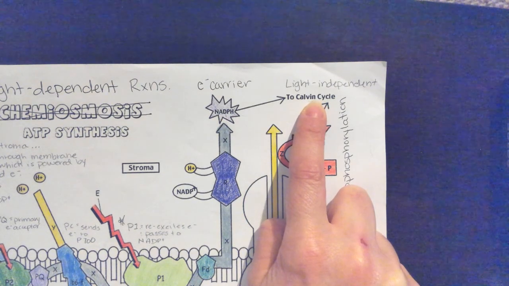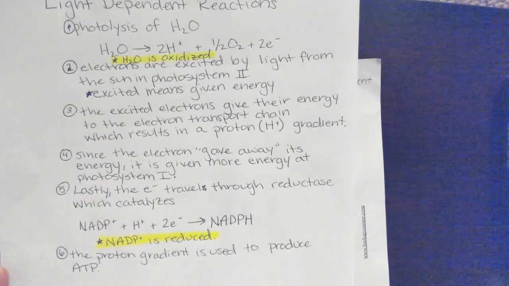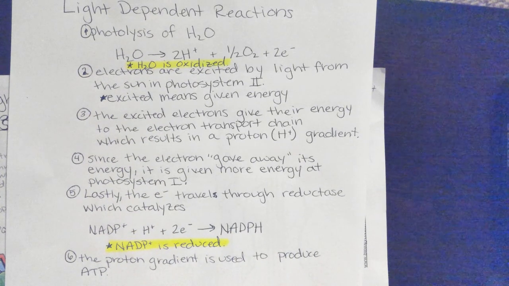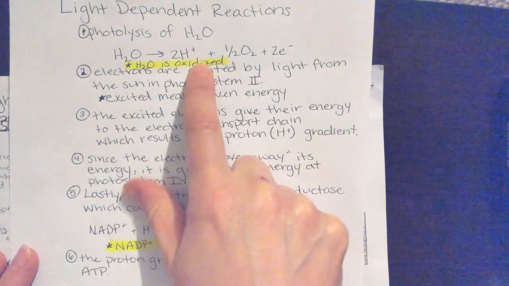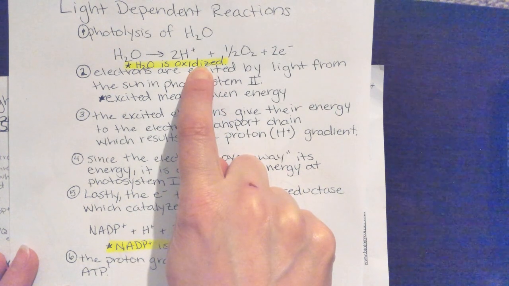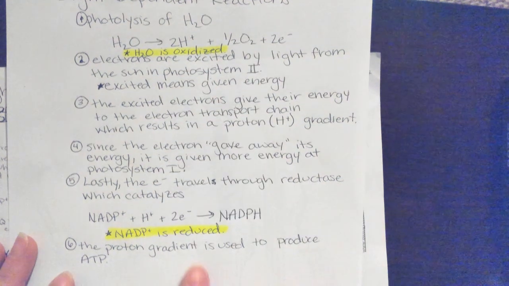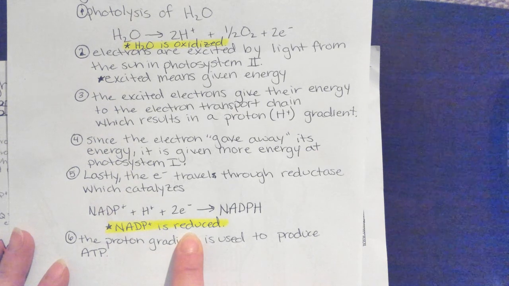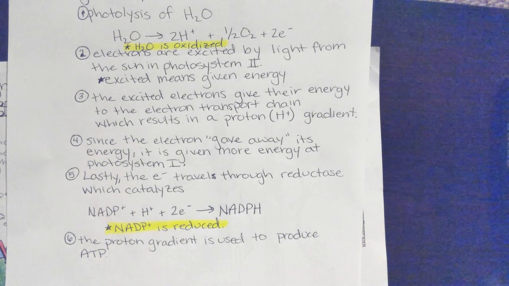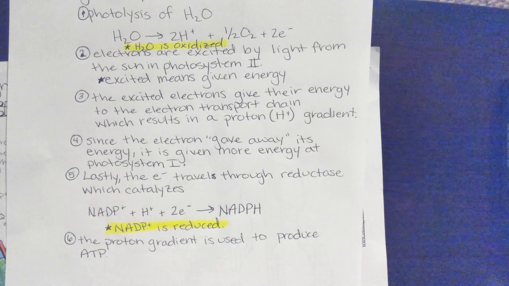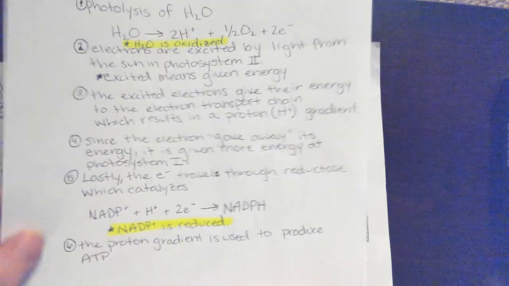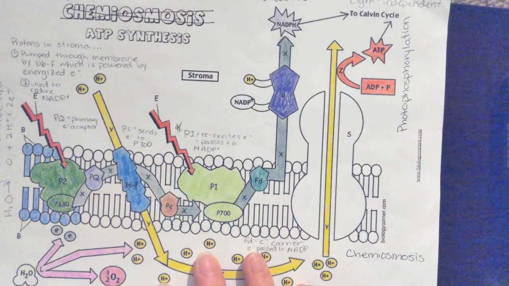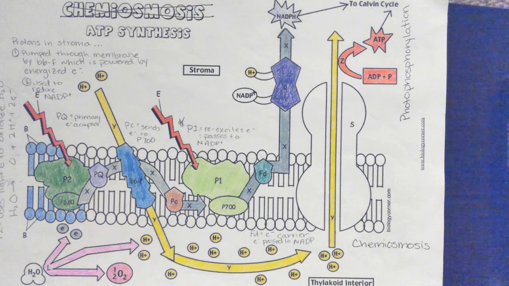Okay. Now, in the next video, I'm going to explain how these two guys aid in the Calvin cycle and end up producing glucose. I do want to point out a couple things about the chemistry of biology. So you'll notice that we have, in the light dependent reactions, oxidation, which is the loss of electrons, and then we have reduction, which is the gain of electrons.